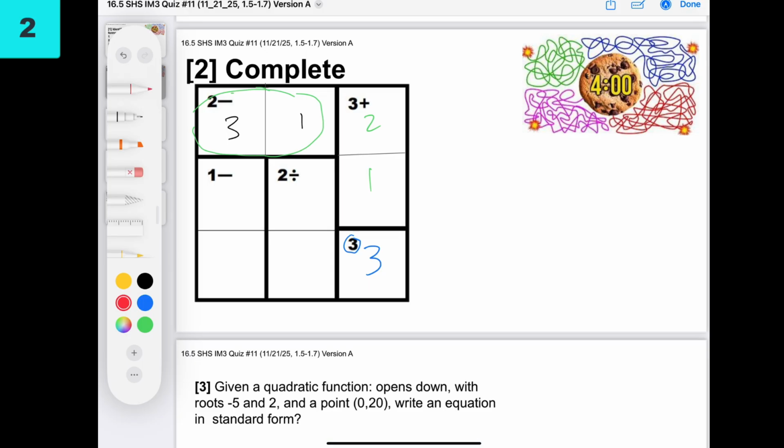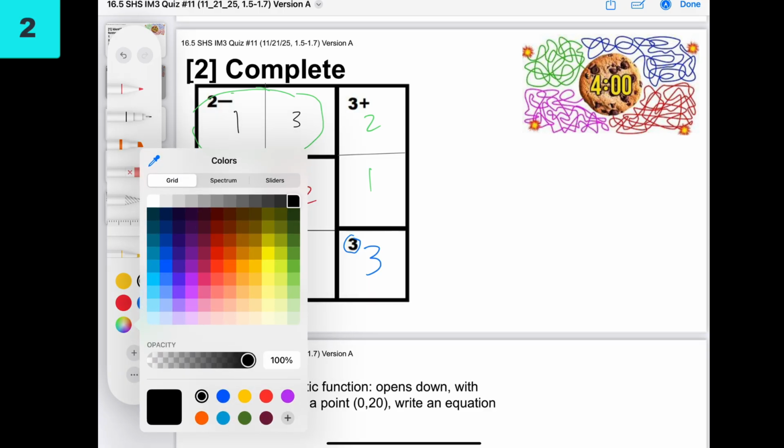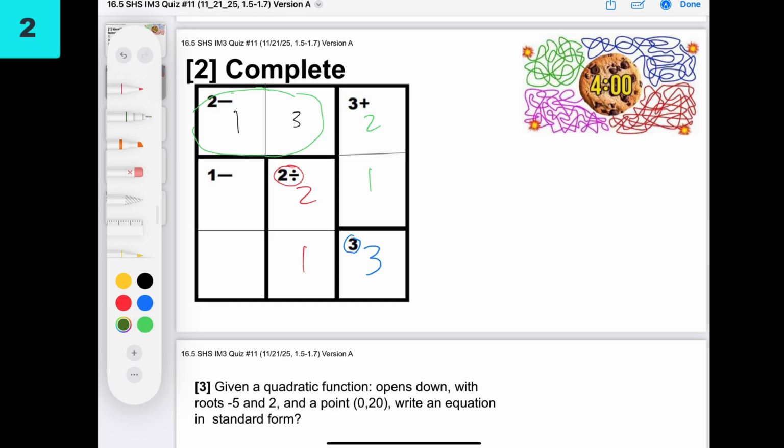Okay. Two numbers that divide to be 2, that'd be 2 and 1. So that means I'm going to switch these. Three minus 1 equals 2. And then we're just missing some numbers here. So that would be 3 and 2, and that works.